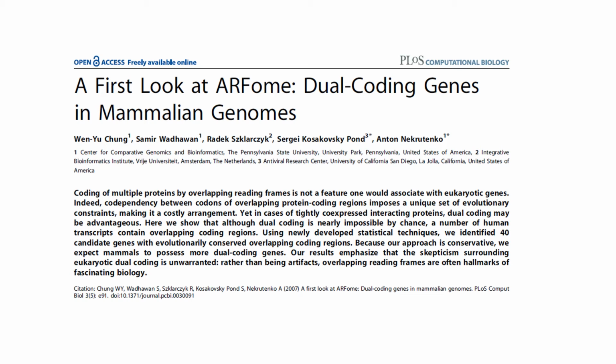Here we show that although dual coding is nearly impossible by chance, please focus on that. Here we show that although dual coding is nearly impossible by chance, a number of human transcripts contain overlapping coding regions. Let us stop here. Over time, this has only grown in importance. And so you see again this multi-layered function, this code within a code, and these authors are stating outright that to get this sort of intricate structure, that is essentially impossible by chance.